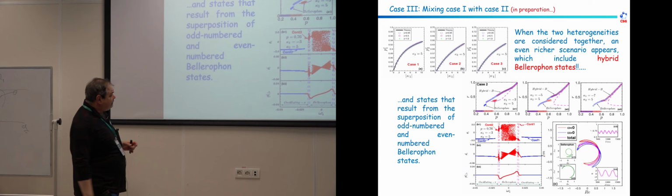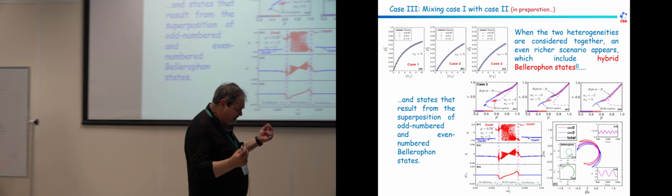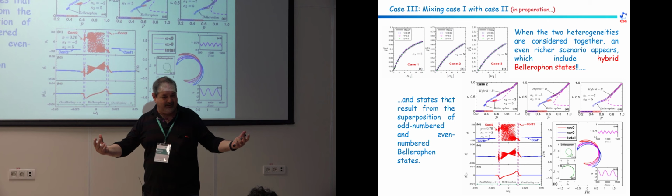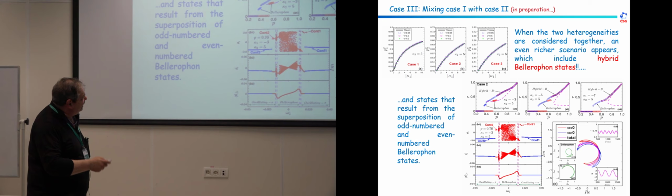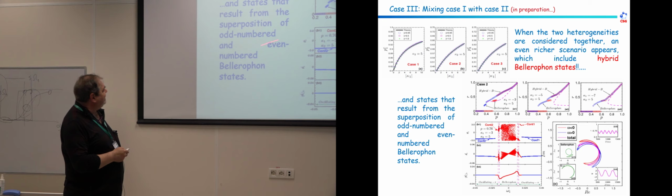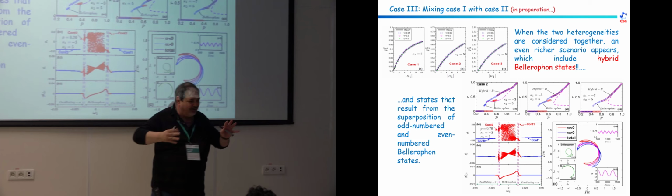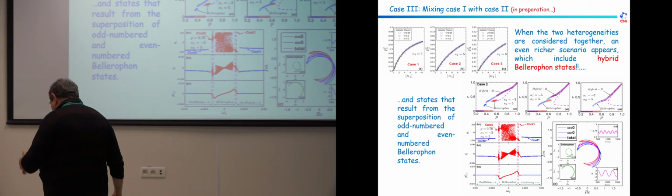And then you can make something even better, so you can mix the two cases, that is a bimodal frequency distribution plus a double population, contrarians and conformists, and then you have other nice states, which are superpositions of odd-numbered and even-numbered Bellerophon states, which gives you very, very strange behavior of your R factor, that is, of your order parameter.